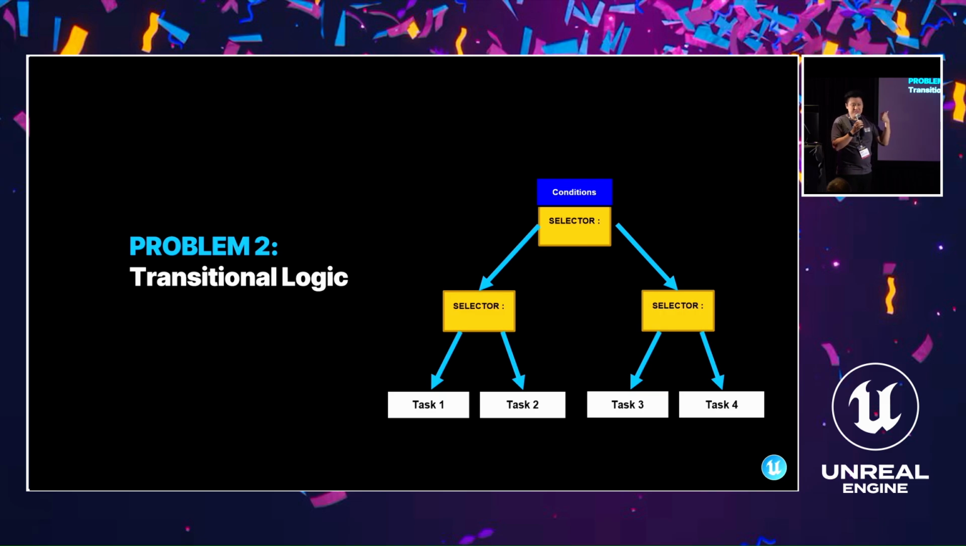Of course, this problem doesn't affect all kinds of AI. We find that AI that thinks for itself, generally very autonomous AI that you don't tell what to do, they try to think, they find the best solution, works very well with behavior trees.